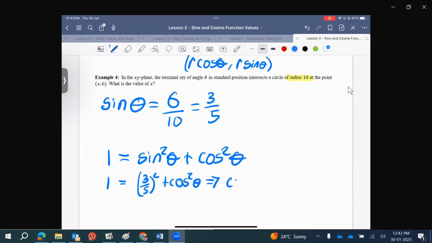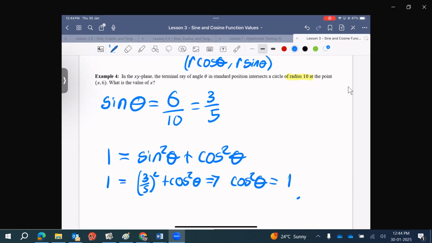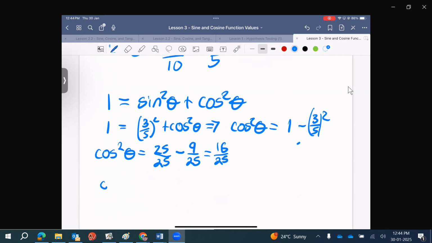So, rearranging this, we get the cosine squared theta is equal to 25 minus 9 all over 25. I probably did that too quickly for some of you. Let me do it slower. Let's rearrange it. We get cosine squared theta equals 1 minus 3 over 5 squared. Cosine squared theta equals, well, 1 could be 25 over 25. And then squaring the top and the bottom, we get 9 over 25. So we get 16 over 25. This means that the cosine of theta is equal to plus minus the square root of 16 over 25, which is equal to plus minus 4 over 5.